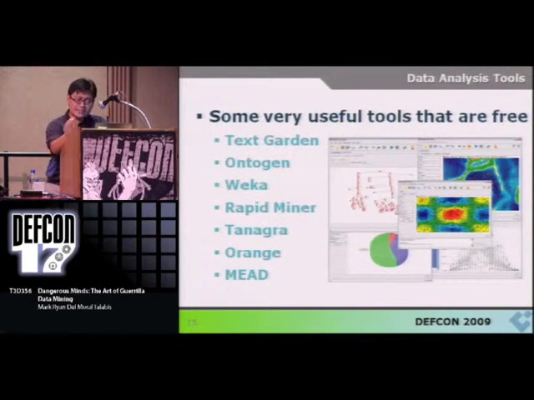So the next ones here are the more popular ones. You've probably heard of them, Weka and RapidMiner. So I think that particular picture is actually from RapidMiner. And we have Tanagra, Orange is a Python implementation, Mead, which is more on sentiment analysis, but I'll talk about that later. I don't really use it, but that's something that's up and coming, sentiment analysis.